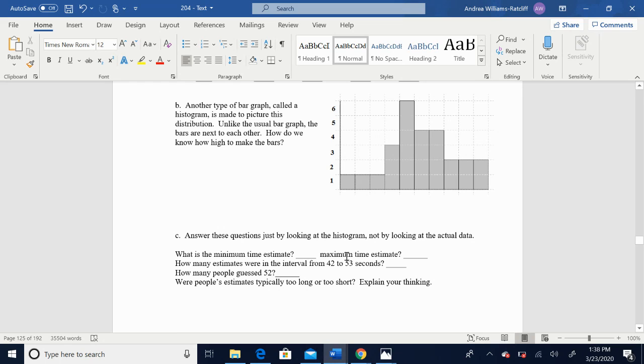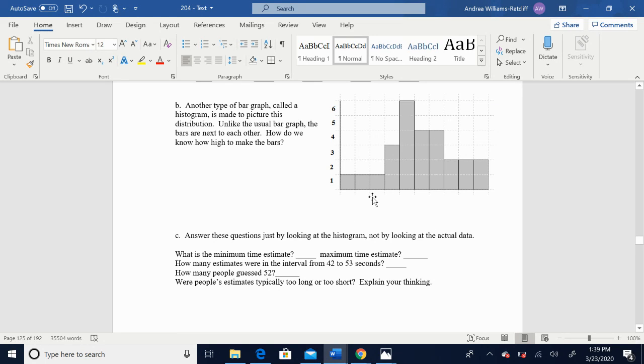How many estimates were in the interval from 42 to 53? Now, that is something we could answer. We know that there is one from 42 to 47, and we know that there are three from 48 to 53. So there must be four altogether between those two. How many people guessed 52? We wouldn't know that here. All we would know is that there were three guesses somewhere between 48 and 53, but we wouldn't know what any of them were just by looking at this graph.